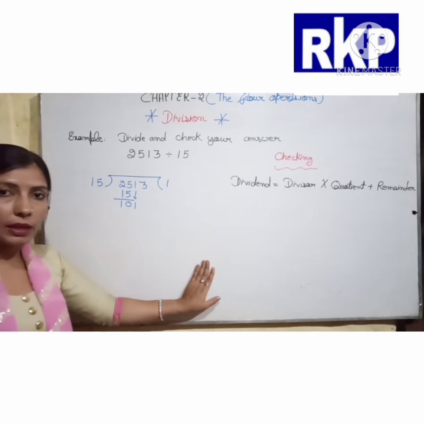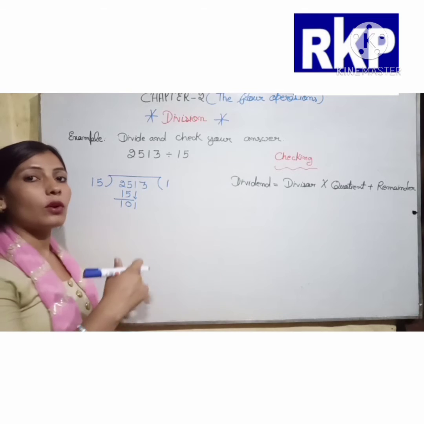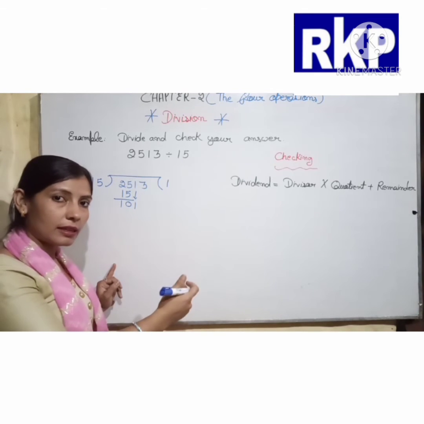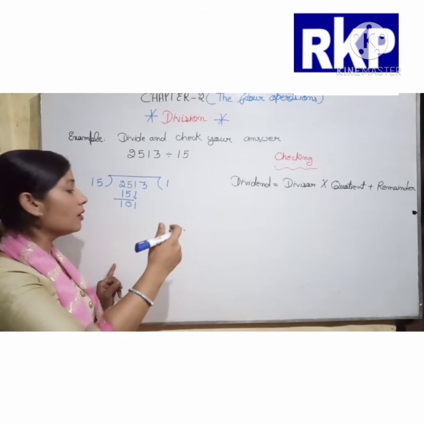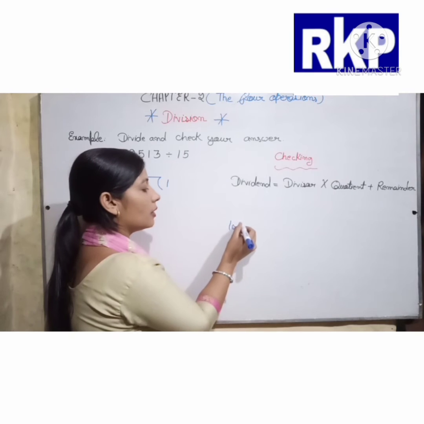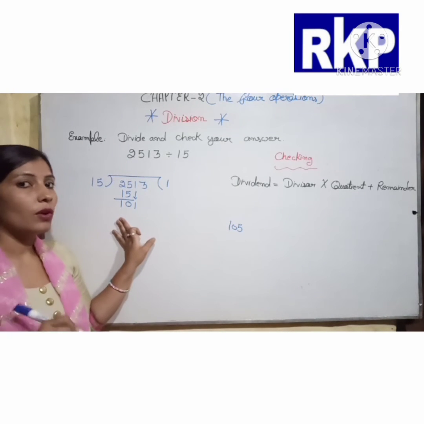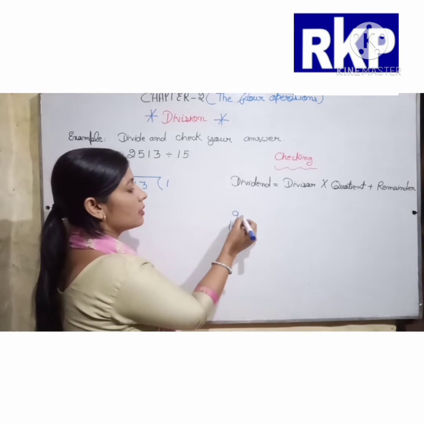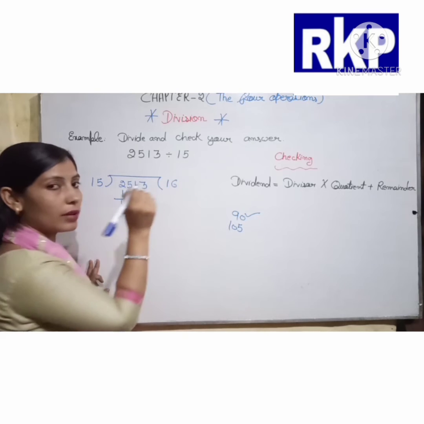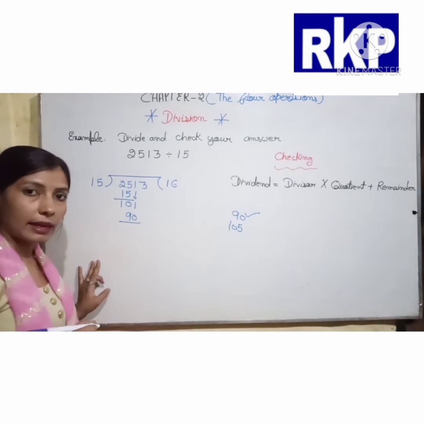15 1 jar 15, 15 2 jar 30, 15 3 jar 45, 15 4 jar 60, 15 5 jar 75, 15 6 jar 90 and 15 7 jar 105. So stop here because 105 is greater than 101. So we have to write 15 6 jar 90. Okay. So here beta we have to write 6 and here we have to write 15 6 jar 90.